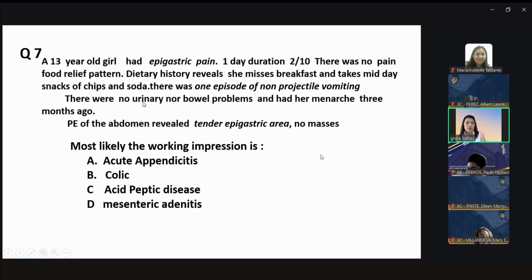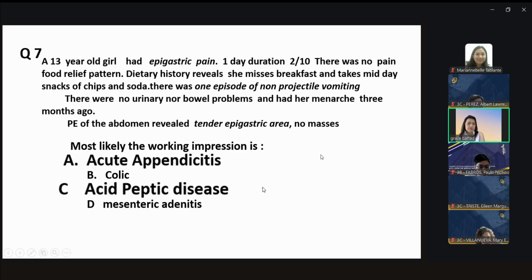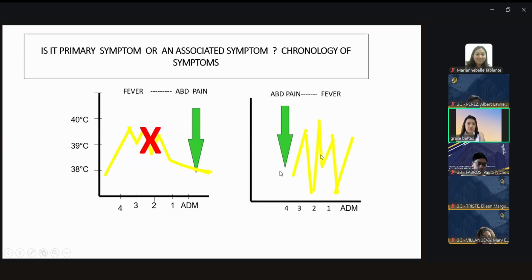No problems with your urinary, and she had her last menarche, a regular menstrual period, 3 months ago. On physical examination at the ER, there was a tender epigastric pain even on light palpation. Most likely, the working impression would be the risk from the missed breakfast and the chips and soda. But we always put a surgical abdomen in place as a differential diagnosis.